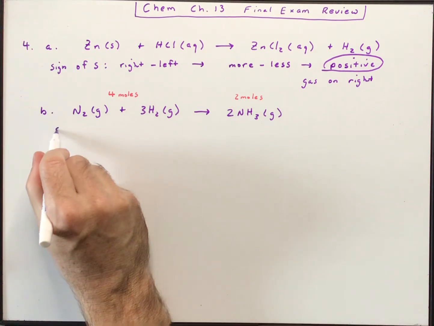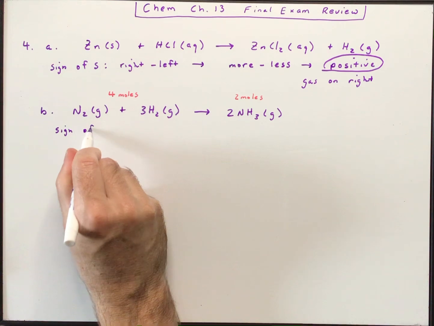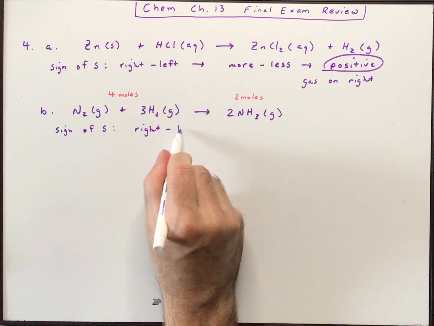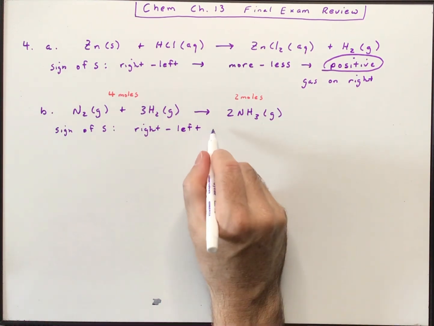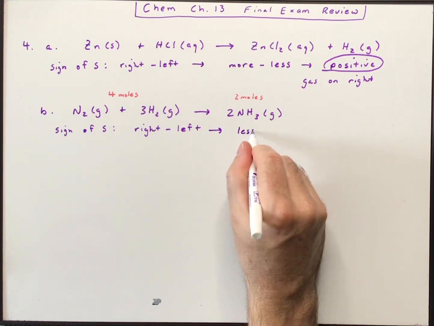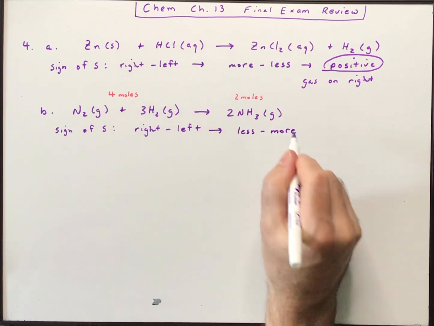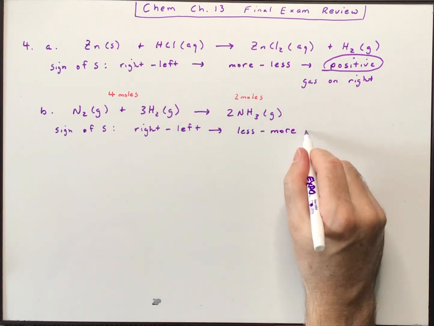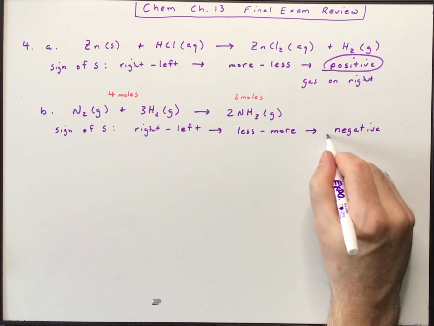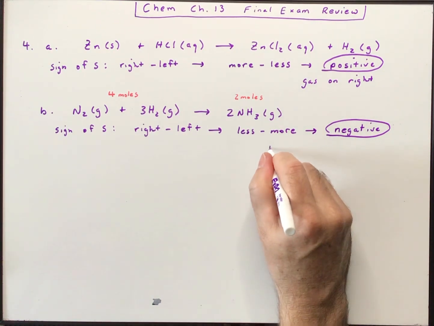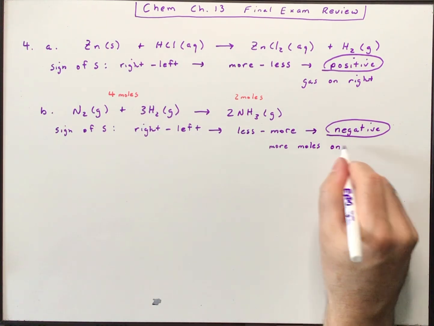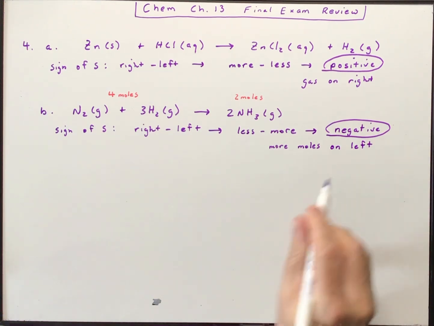So again, the sign of the entropy is the right minus the left. And in this case, 2 minus 4, or less minus more. Anytime you have less minus more, you're going to get a negative. And the reason is more moles on the left side, or the reactant side.